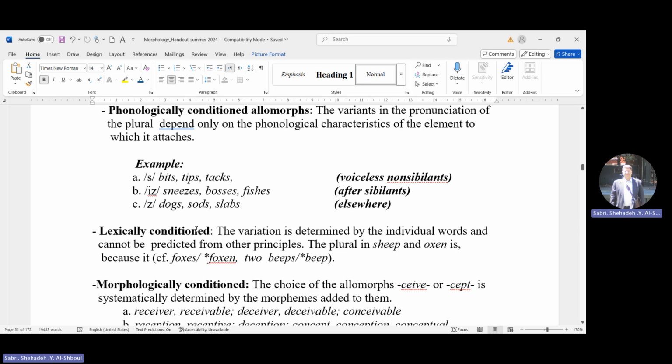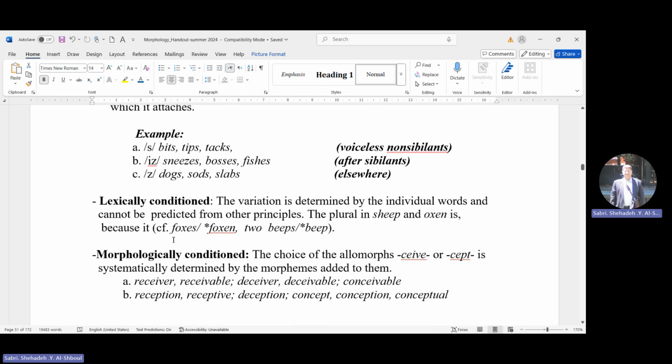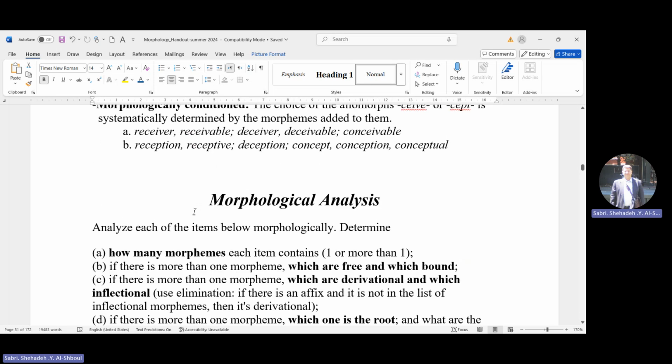The second level is the lexical condition, where the variation is determined by the etymology, the history, diachronic factors of words, and finally, the morphological condition, where the morphemes actually are determining in the sense that the type of allomorphy is determined by the preceding morpheme. So actually, if we look into these levels, we can find that allomorphy is not restricted to only one level.